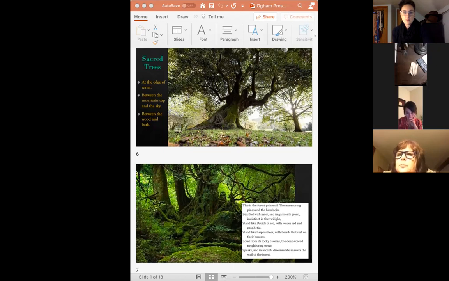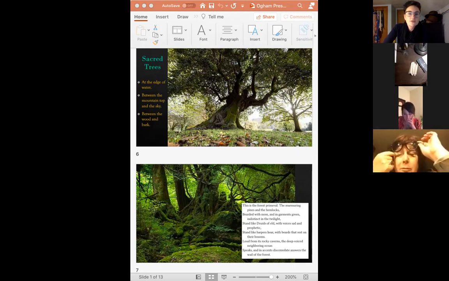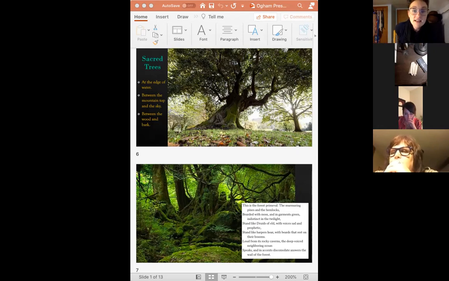This is just a little poem from Longfellow, but it also just spoke to me. It says, "This is the forest primeval, the murmuring pines and the hemlocks, bearded with moss and in garments green, indistinct in the twilight, stand like druids of eld with voices sad and prophetic, stand like harpers hoar with beards that rest on their bosoms. Loudly from its rocky chasms, the deep-voiced neighboring ocean speaks, and in accents disconsolate answers the wail of the forest."